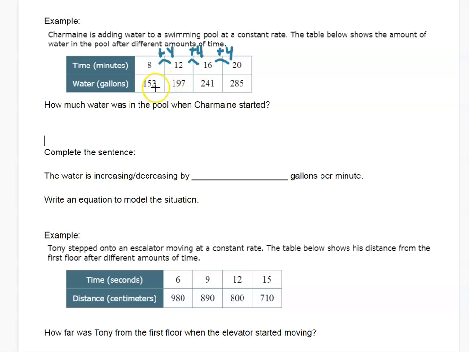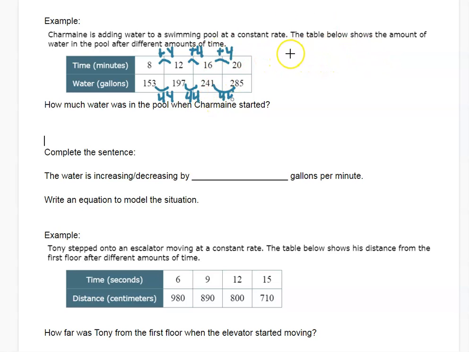And the number of gallons, the amount of water in the pool each time, is going up from 153 to 197, 197 to 241, 241 to 285. Well, that's going to be 44 each time, going up by 44 gallons each time. Okay, so how much water was in the pool when it started? Well, that means we need to go backwards.